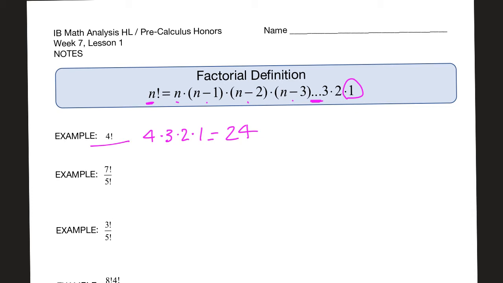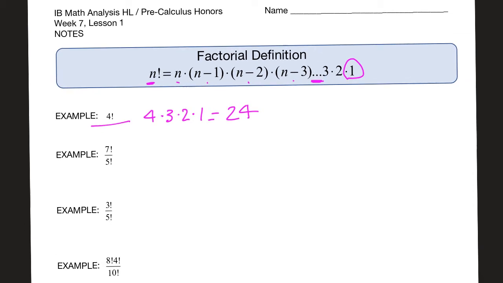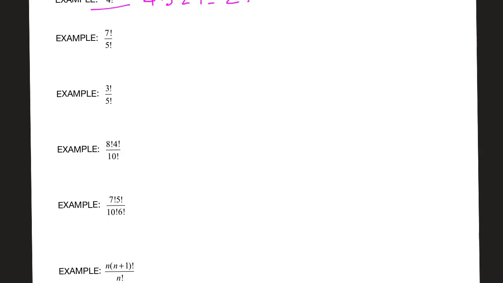There is a factorial button on your calculator. I may or may not tell you where that is. It's actually under a probability menu. I'm not going to show you how to do it, though, because for these notes I want you to get used to doing them by hand, because further down we end up having to do these with letters, and the button doesn't do letters. So I want you to get comfortable doing them the long way, just temporarily.